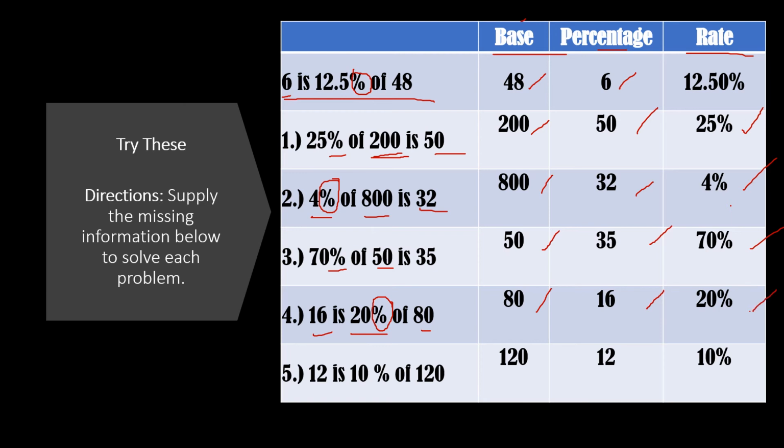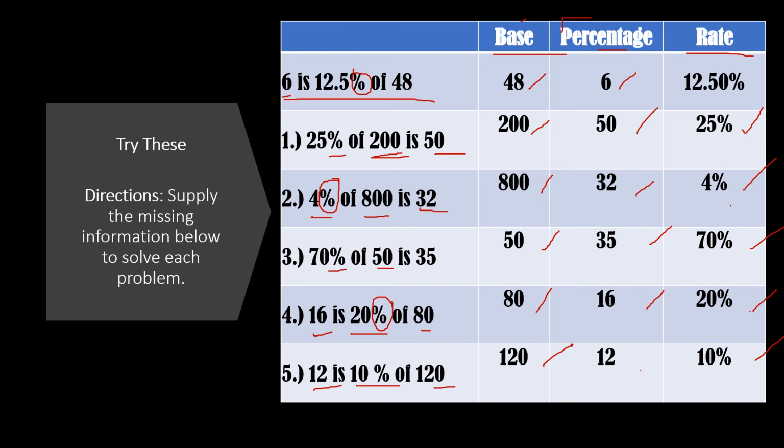Number 5. Okay, we have the rate, 10%. And the bigger number is the base, and the smaller is the percentage. Okay? So remember that the percentage is the product of the base and the rate. Now, let us go to percentage. As we can see, percentage represents the part of the base. So the percentage is smaller than the base. It represents the part of the base.